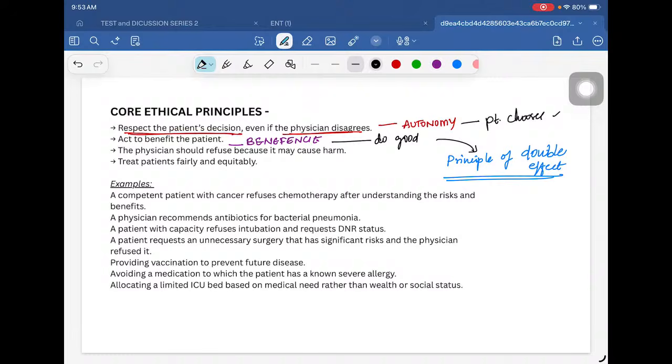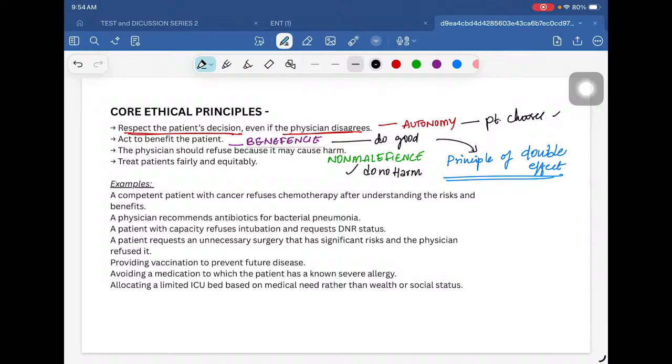Next ethical principle is the physician should refuse because it may cause harm. This is non-maleficence and a very commonly tested ethical principle. If you want me to put it in a simple way, it's do no harm. Where you feel like whatever procedure will have more risks than the benefits, you tell the patient, no, this will cause you harm, I'll not do it.